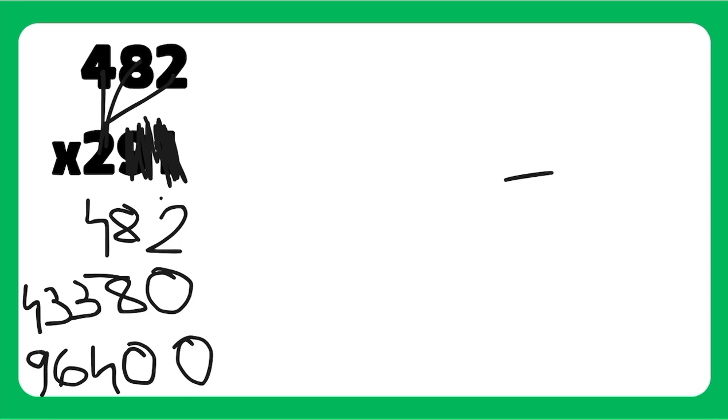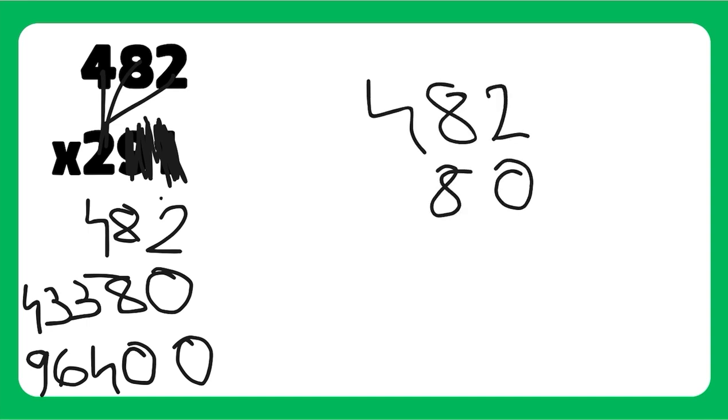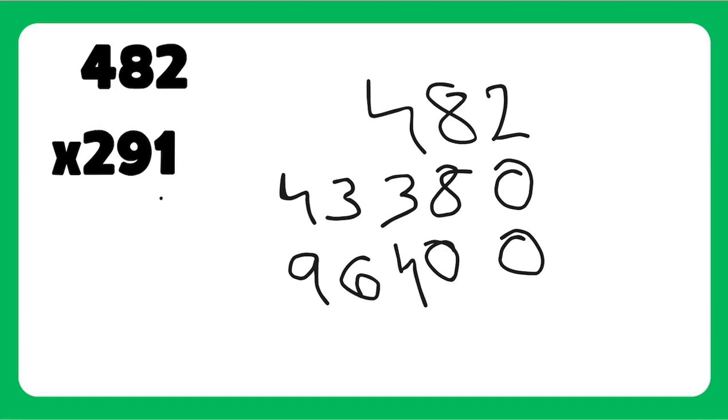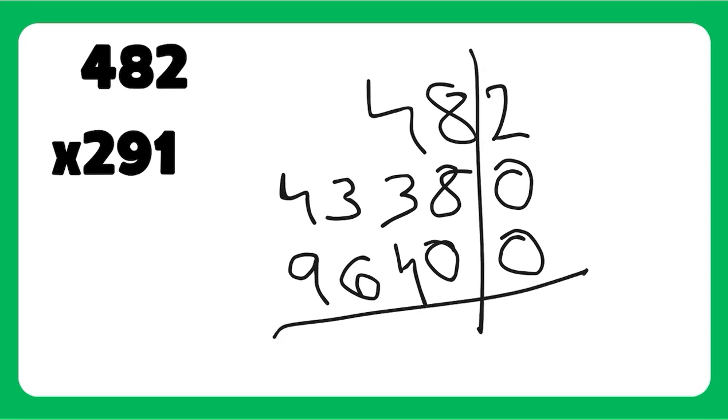And now we have to add up all these numbers. So we have 482, 43,380, and 96,400. So now it's time to add up all of these numbers. So we will first do these digits. 2 plus 0 plus 0, that is just 2. Now 8 plus 8 plus 0, that is 16 with 1 carry over here.